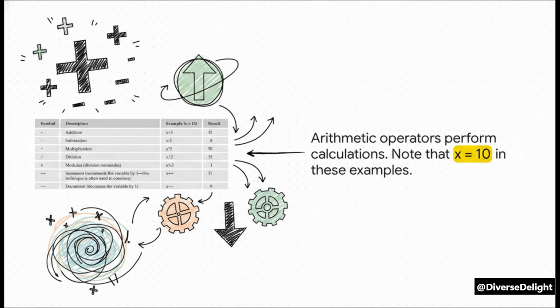But take a look at the last two on that list. Increment, which is plus plus, and decrement, which is minus minus. These are just super handy shortcuts for adding one or subtracting one, and trust me, you use them all the time in coding, especially for things like counters.